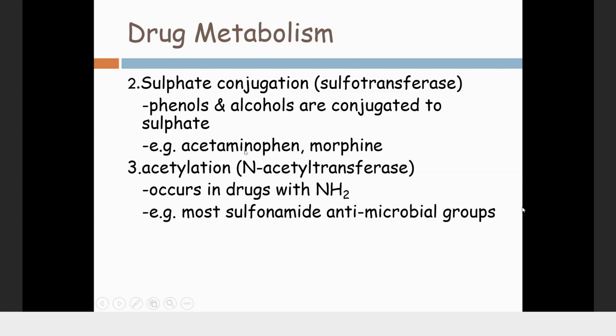It's not like one drug will undergo just one conjugation. It can undergo many types of phase 2 metabolic process. If the glucuronic acid conjugation process is saturated, the drug will undergo sulfate conjugation, and the body will try to eliminate the drug by other means of conjugation so that it's ready to be excreted. The third one is acetylation.